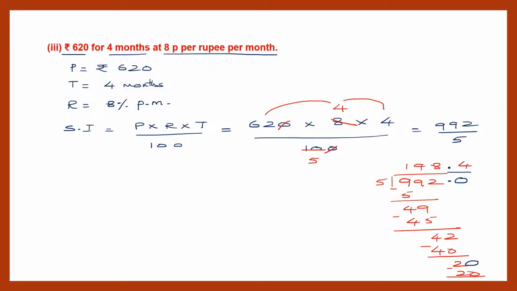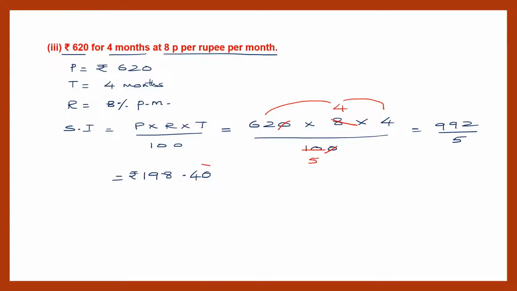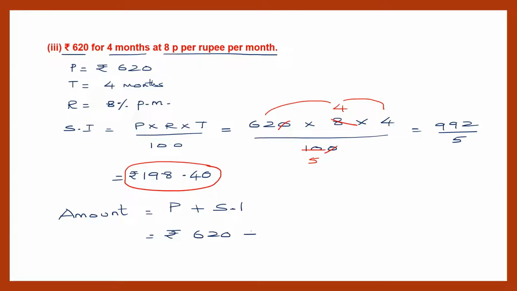So what have we got here? Simple interest is 198 rupees and zero point 4 means 40 paise. So we have 198.40. So we have found the simple interest. Now we have to find the amount. To find the amount, what should we do? Principal plus simple interest. So principal is 620 rupees. And the simple interest which we just found is 198 rupees and 40 paise. So let's add this up.